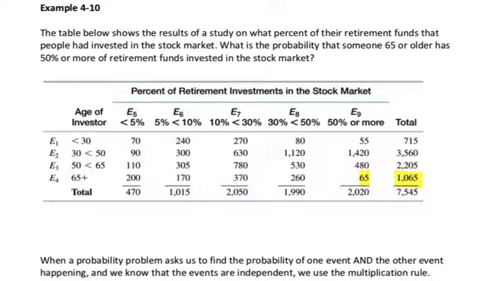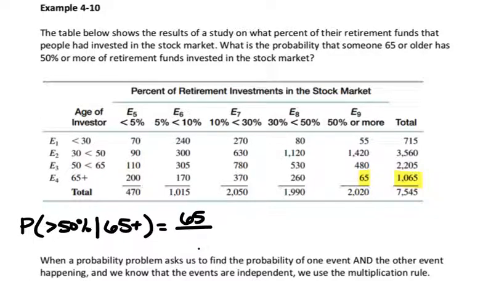So the way that we write this, and the book shows using a formula for this, I don't want you to worry too much about the formula or the notation here, but I would write probability that they have greater than 50% in the stock market. And then we use this vertical line which says given that. We translate that as given that the person is 65 years old or older. So that probability is 65 divided by 1065. And if I write that as a decimal, it would be 0.061.